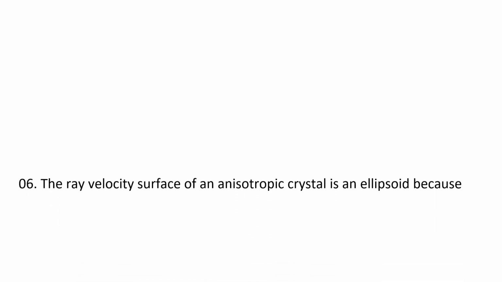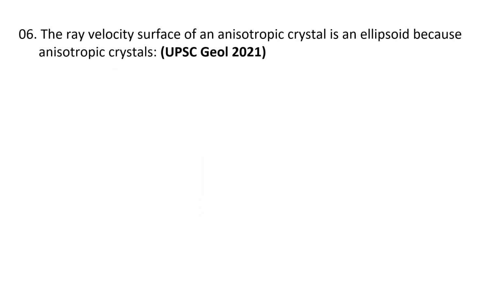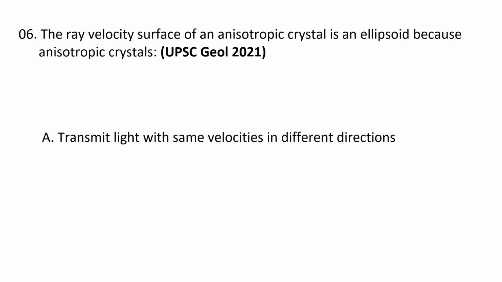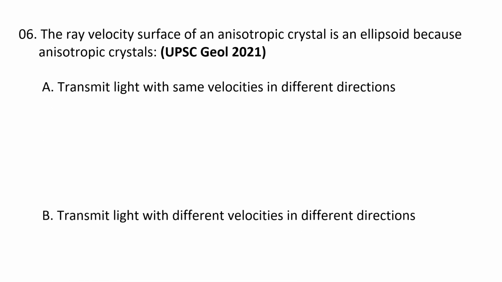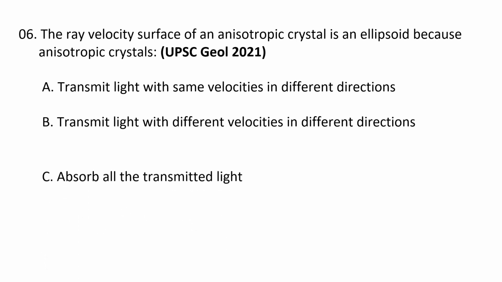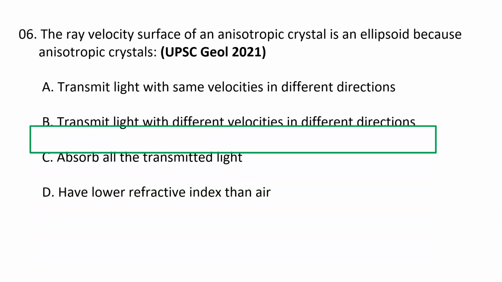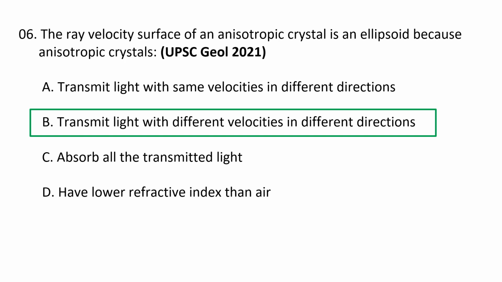Coming to sixth question. The ray velocity surface of an anisotropic crystal is an ellipsoid because anisotropic crystals A. Transmit light with same velocities in different directions, B. Transmit light with different velocities in different directions, and C. Absorb all the transmitted light, and D. Have lower refractive index than air. Correct answer is B. They transmit light with different velocities in different directions.